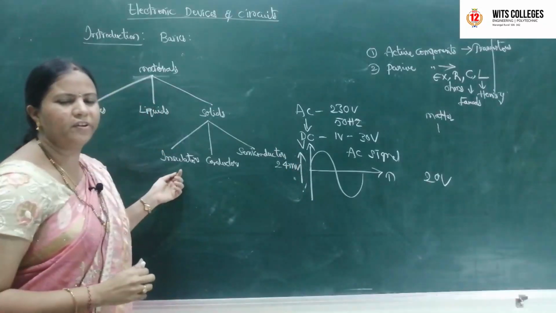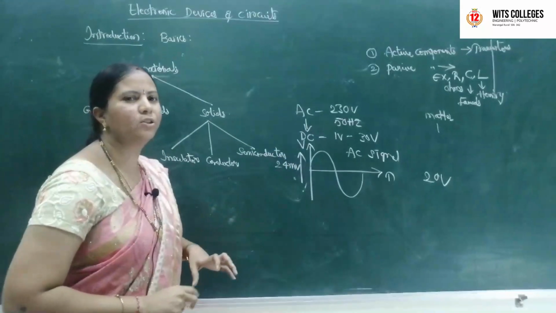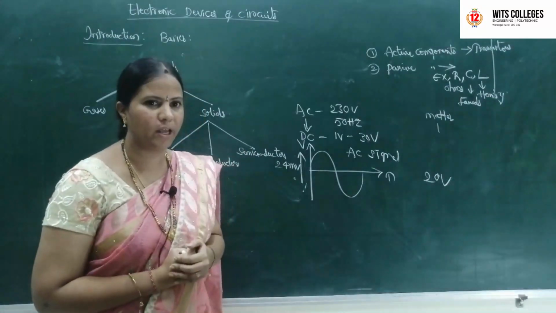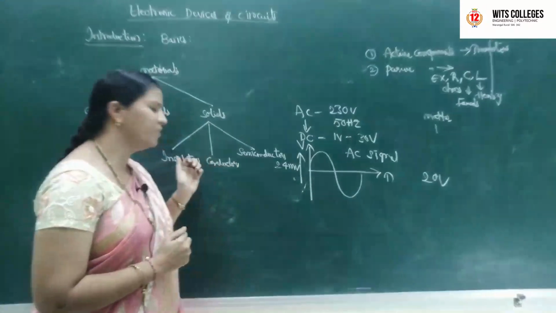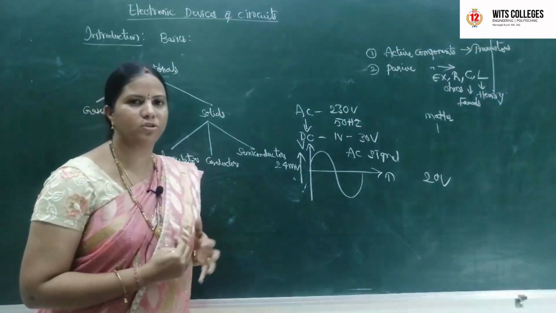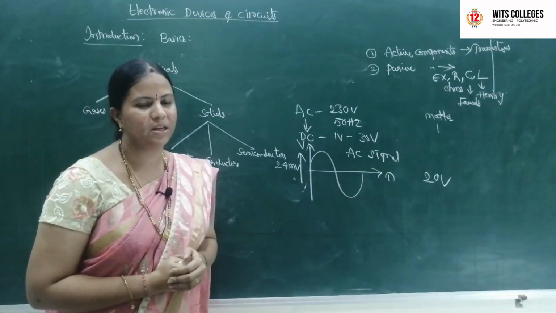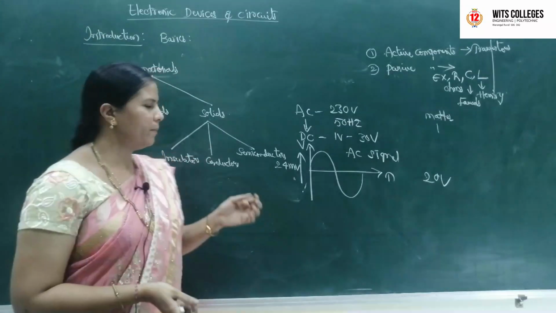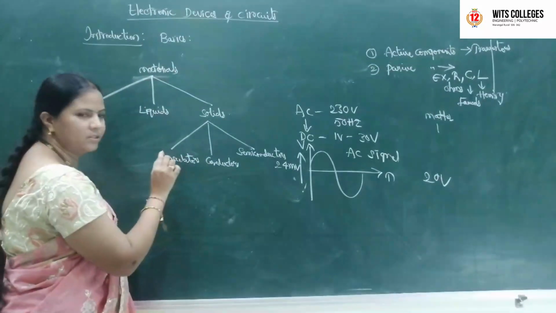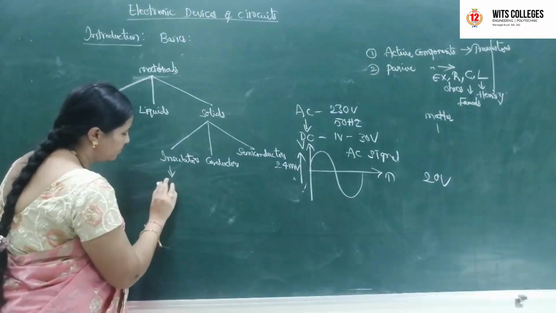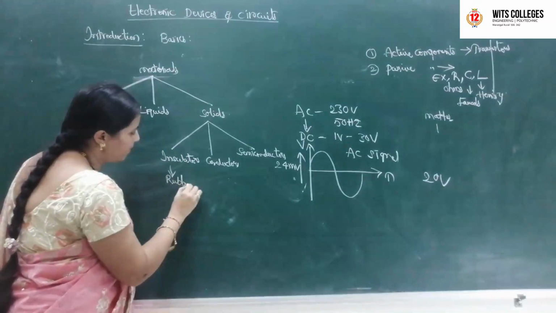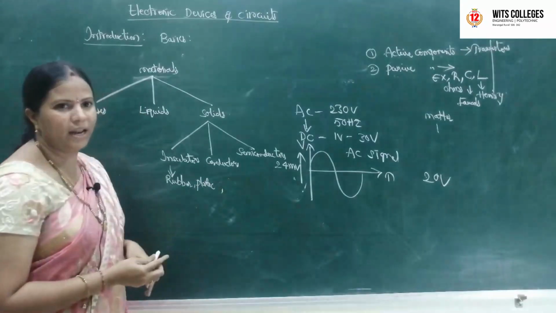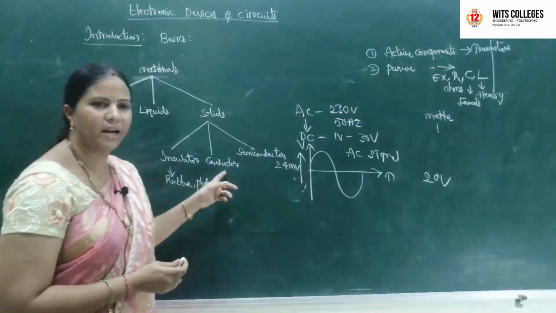So what is the meaning of insulators? Insulators are those substances which don't allow the flow of electrons, or any current, through them. Examples of insulators: rubber, plastic, wood, like this.